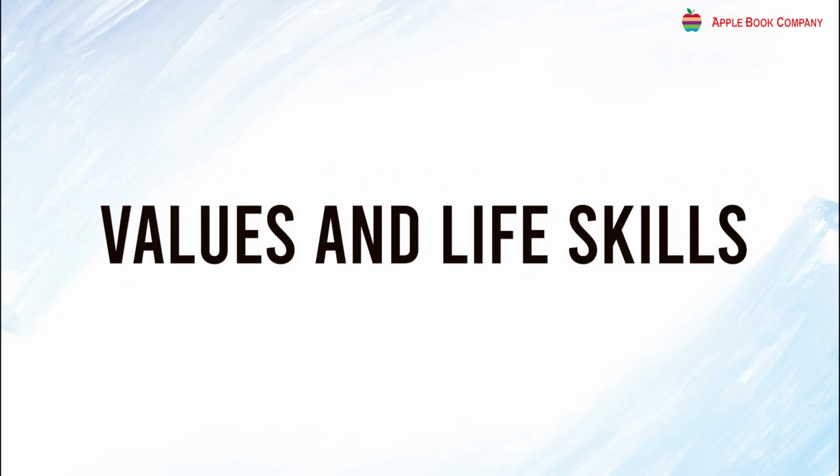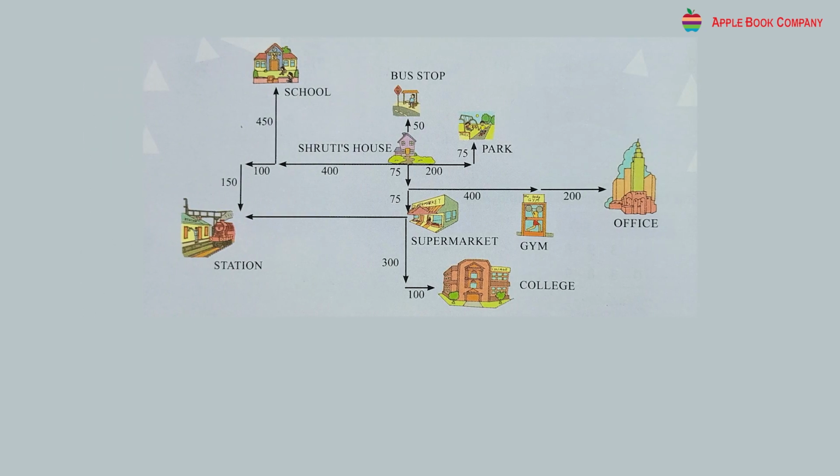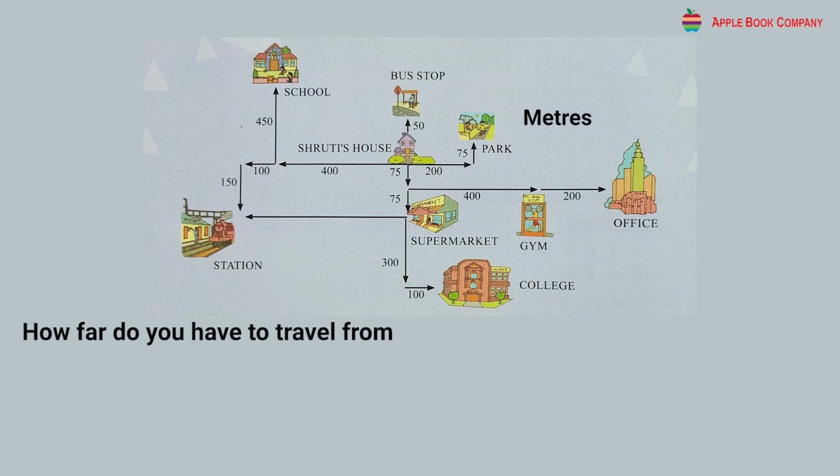Values and life skills. The map below shows the various locations in the neighborhood of Shruti's house. Study the map and answer the questions that follow. All measurements are in meters. You should go along the arrows to reach any given place. How far do you have to travel from home to reach the following locations?